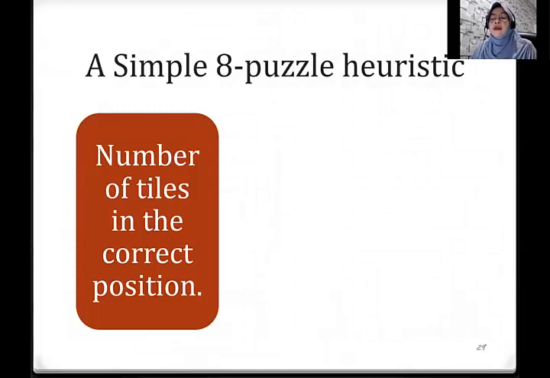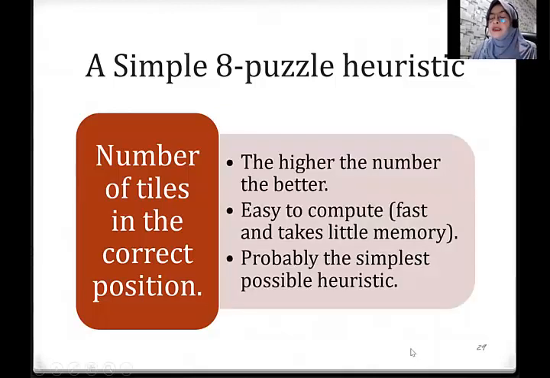So let's say we count the number of tiles in the correct position. The higher the number, the better. This is easy to compute, fast, and takes little memory. Probably the simplest possible heuristic.